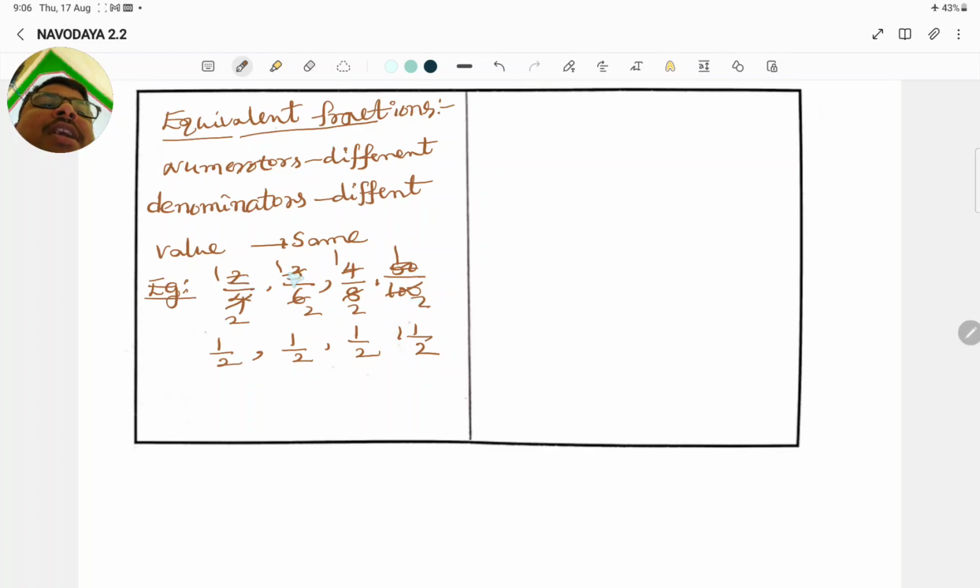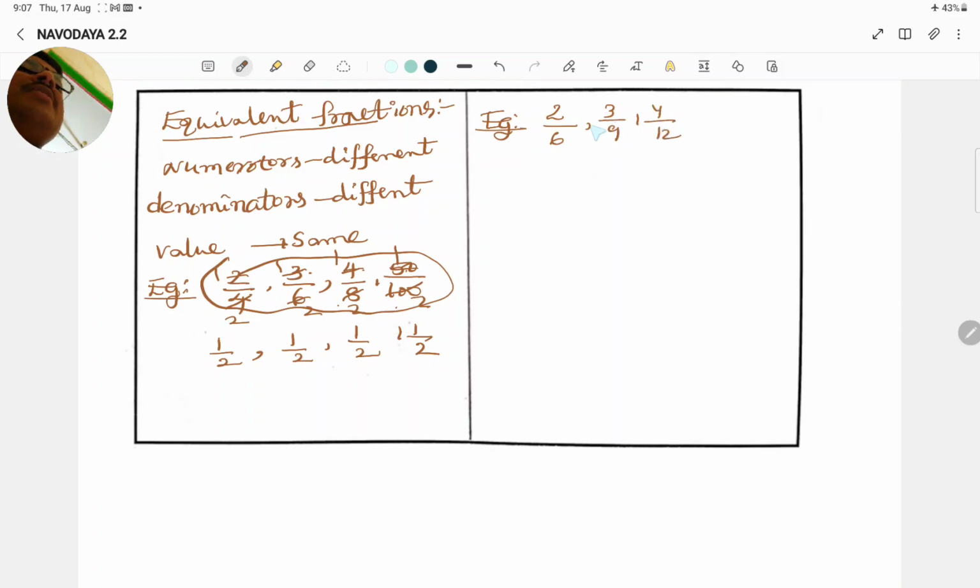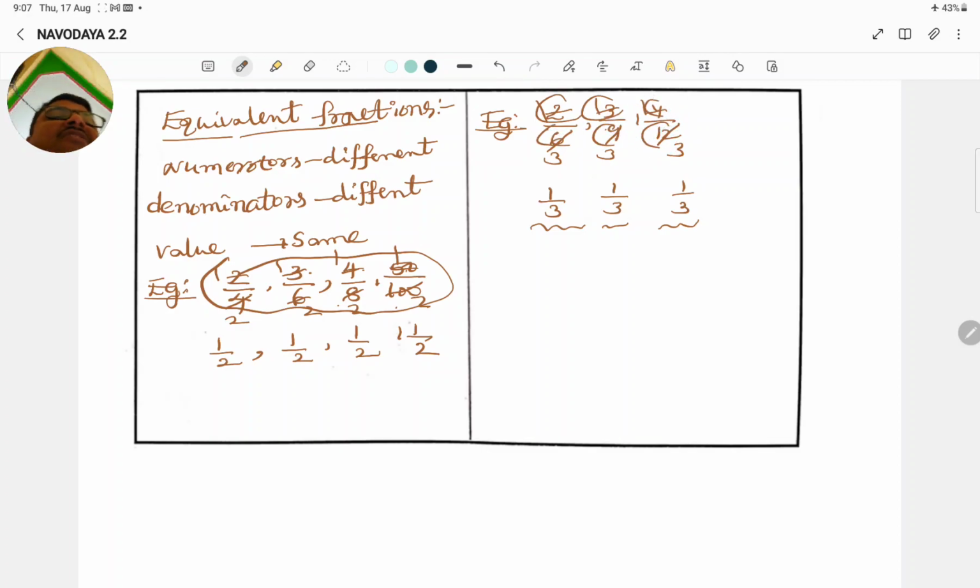But here the numerators are different, the denominators are also different, but the total ultimate value is the same. That's why these fractions are examples of equivalent fractions. Next example, 2 by 6, 3 by 9, 4 by 12: 2 ones are 2, 2 threes are 6; 3 ones are 3, 3 threes are 9; 4 ones are 4, 4 threes are 12. Here how much is the value? Here also 1 by 3, here also 1 by 3, here also 1 by 3. In all 3 cases we get the same value, but the numerator is different and the denominators are also different. These three are examples of equivalent fractions.